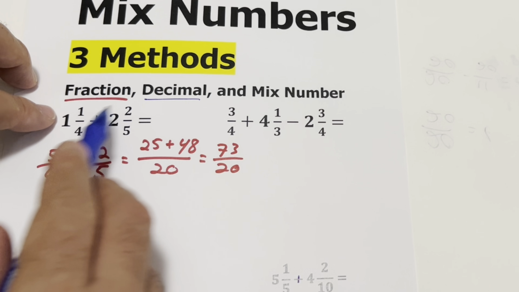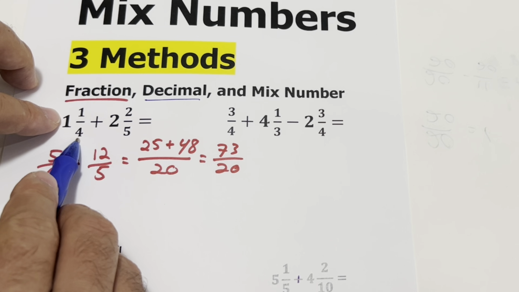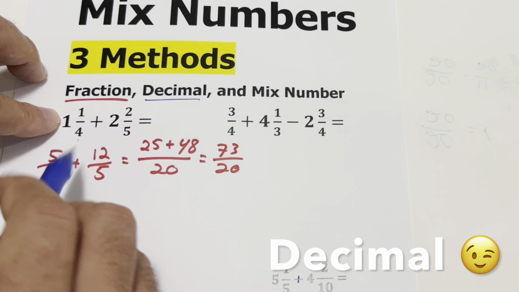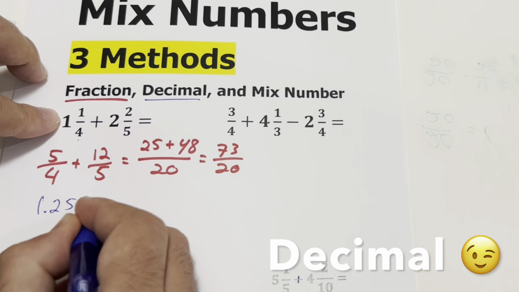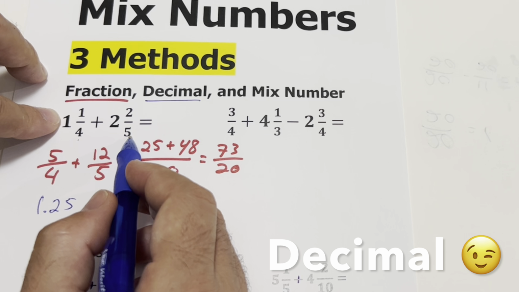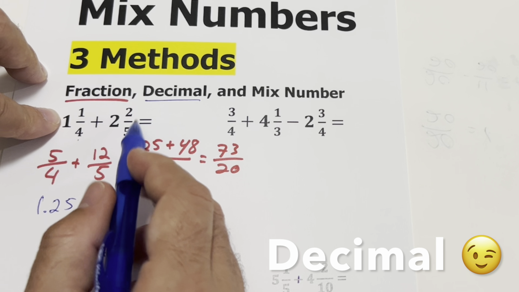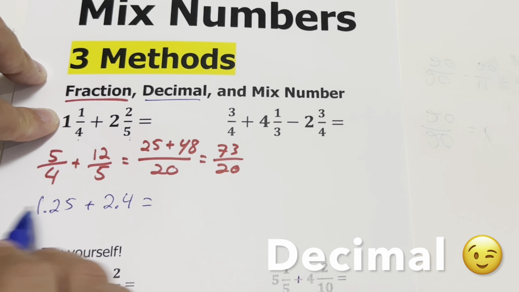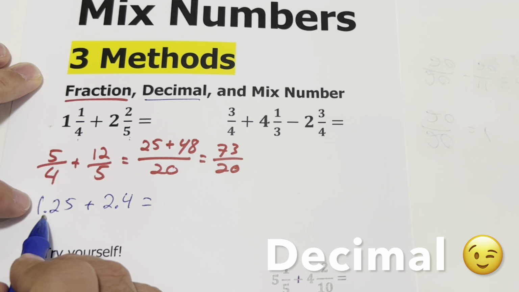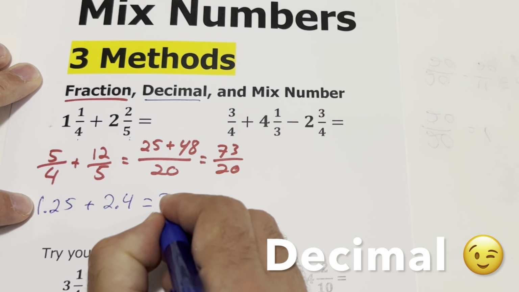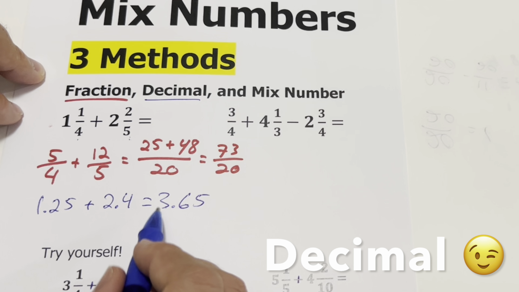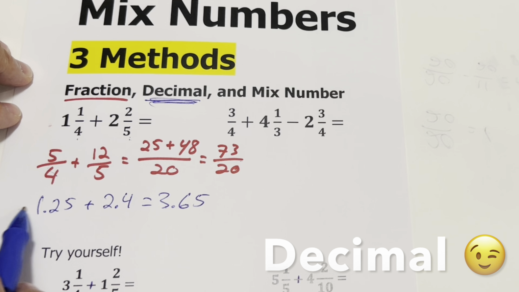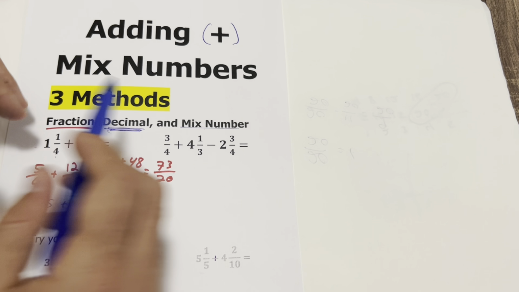So a decimal, 1/4 is 0.25. That's a quarter. So 1.25 plus 2/5. 1/5 is 0.2, so 2/5 is 0.4. So basically this is 2.4. So if I add this, 3.65. So this is as a decimal. We did the first method as a fraction, and now as a decimal. We're gonna do it now as a mixed number.